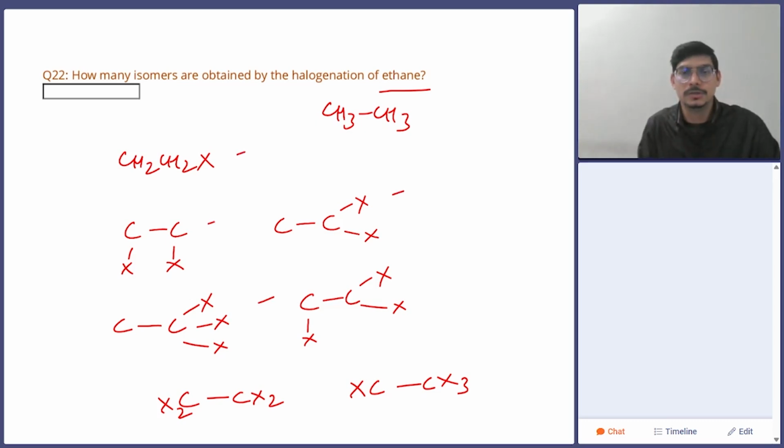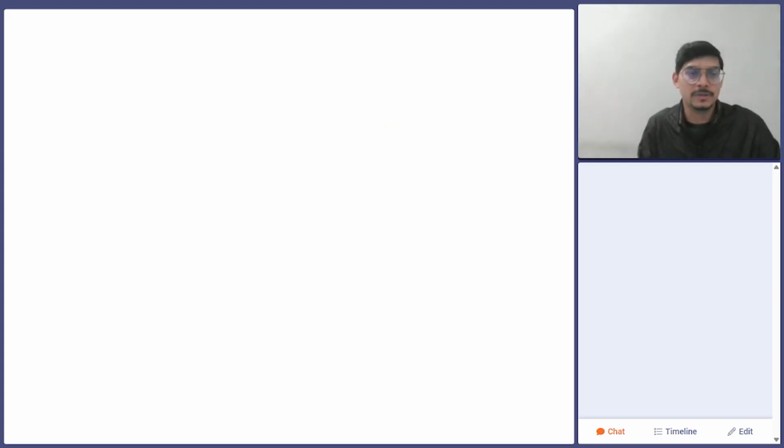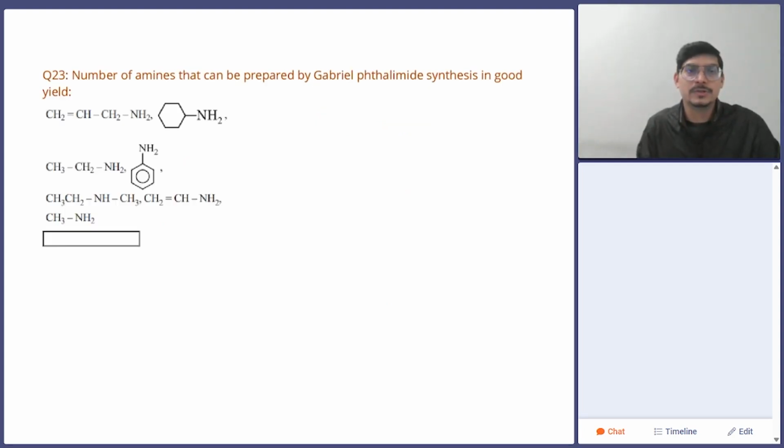So this is 1, 2, 3, 4, 5, 6, 7 pentahalogenated, 8 and hexahalogenated 9. So the total number of isomers that are formed in this one is 9. Moving to the next question, the number of amines that can be prepared using Gabriel phthalimide synthesis.